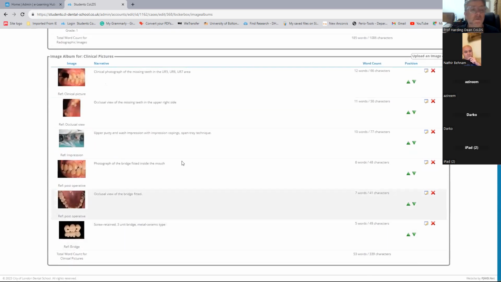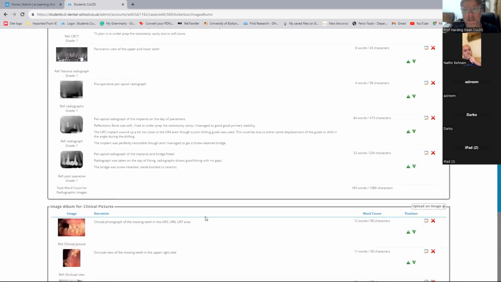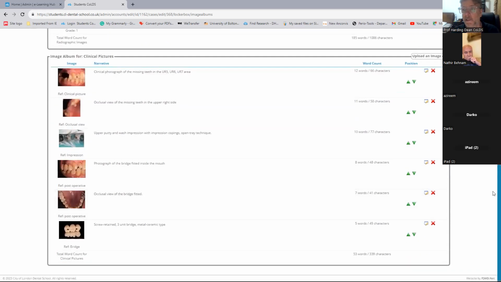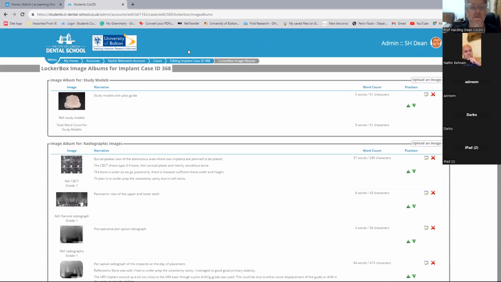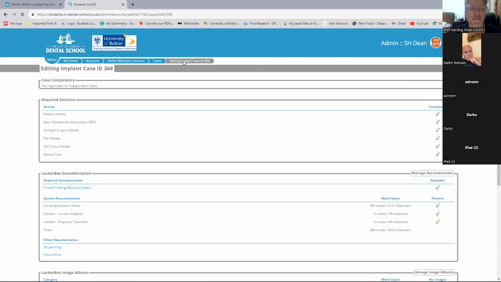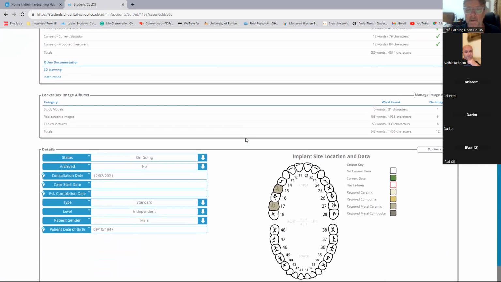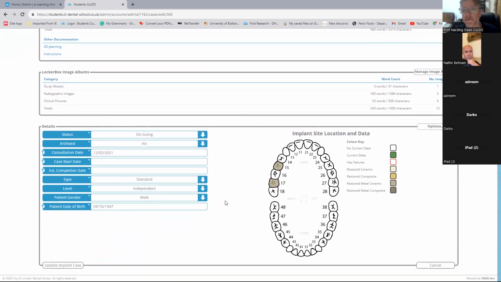If after you do this, you want to move your pictures around, you can use these little up and down arrows to just move the pictures up and down, right? So that's that bit of the whole thing done. We go back now from the picture box, or what I call, there we are, the album, the case album. And now we look at this piece here.